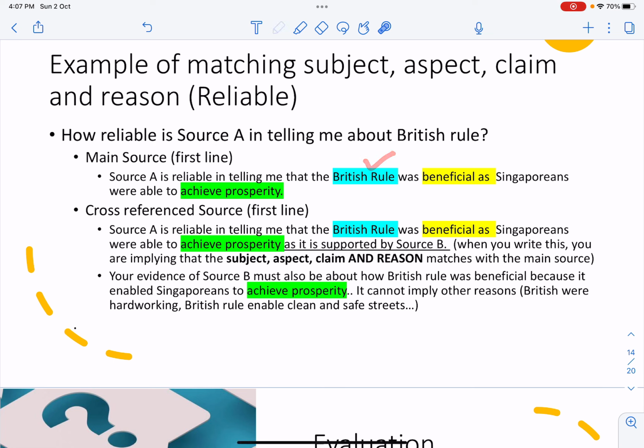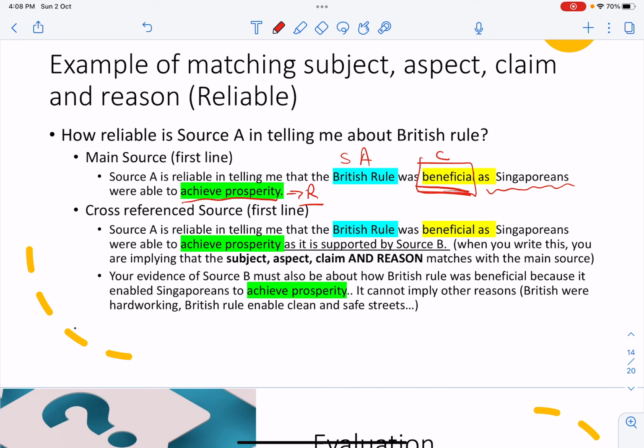Then my claim here, and this is very common, my claim now is beneficial. This is the positive negative thing, right? It's beneficial, but I have not said in what way yet. So I write down at the back, as Singaporeans were able to achieve prosperity. This is the reason. Like I say in reliability, when you write the reliable statement, keep subject, aspect, claim, beneficial, and finally reason, able to achieve prosperity.